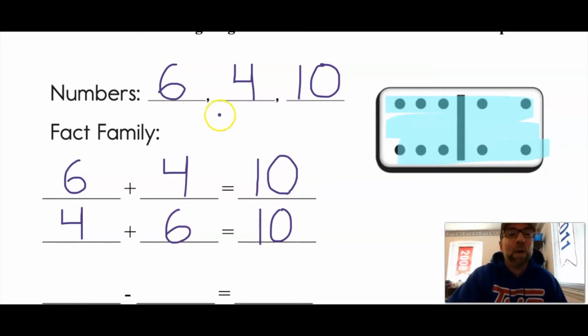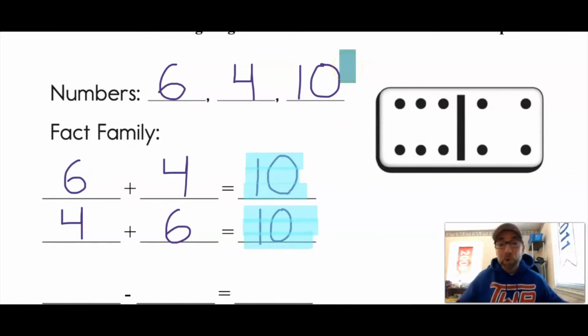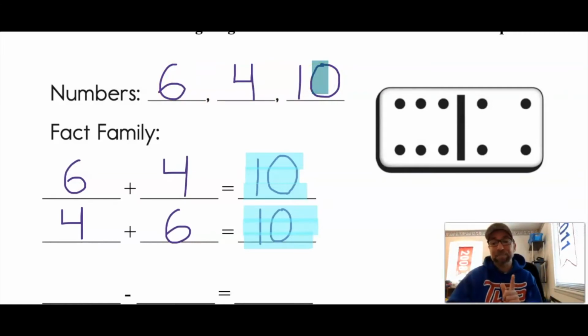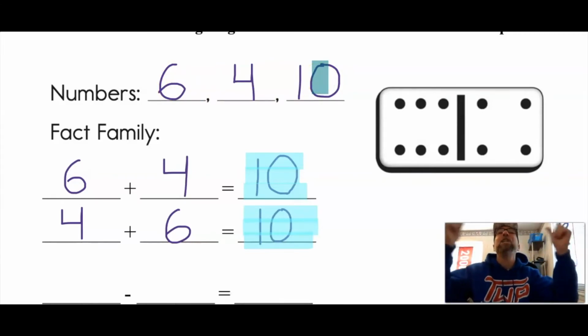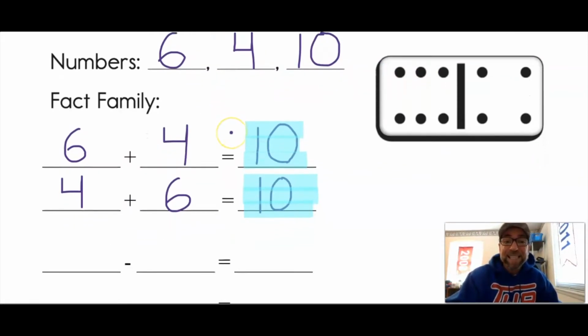Wow! Oh, I want to show you one more thing. Notice that my biggest number in addition comes last. The biggest number comes last when we add, because it's the total. Now, we still have to come up with some subtraction problems, and we have to use the numbers 6, 4, and 10. Well, in subtraction, I start with my total. My total number of dots is 10.